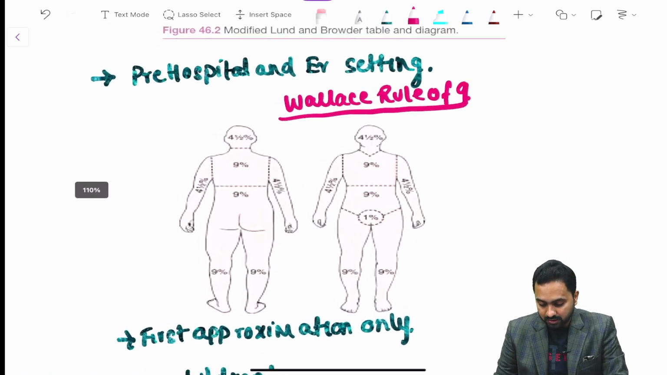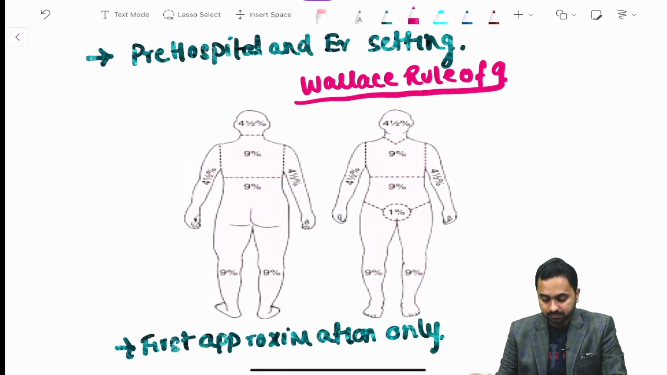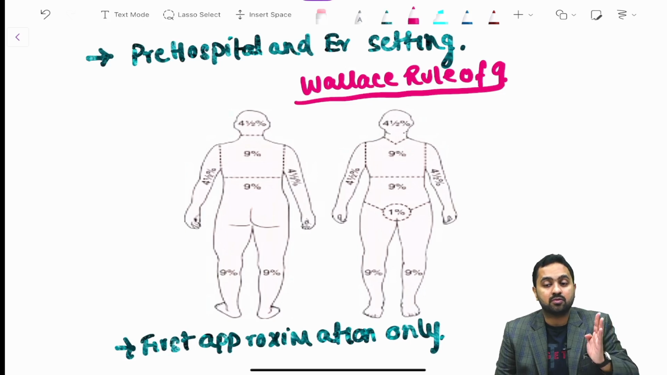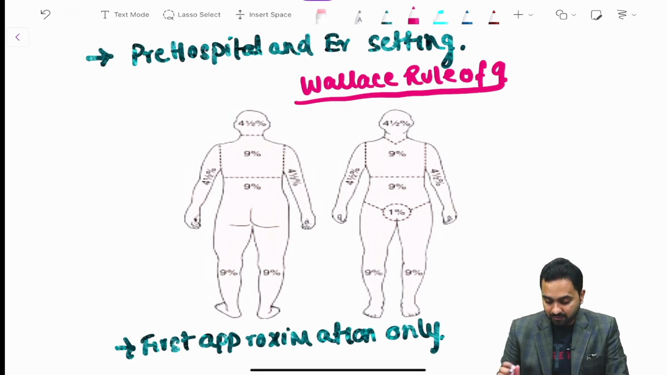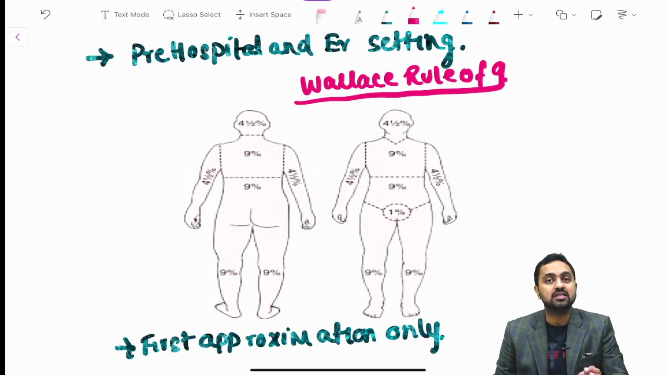So if you see over here, you have the head which is given 9%, 4.5 anterior, 4.5 posterior. Then you have the torso which is given 18% in the anterior part and 18% in the posterior part, making it a total of 36%. Then you have one upper limb which is given a total of 9%, 4.5 anterior, 4.5 posterior. Then you have the lower limb which is given 18%, 9% anterior and 9% posterior, and then you have 1% involving the external genitalia.